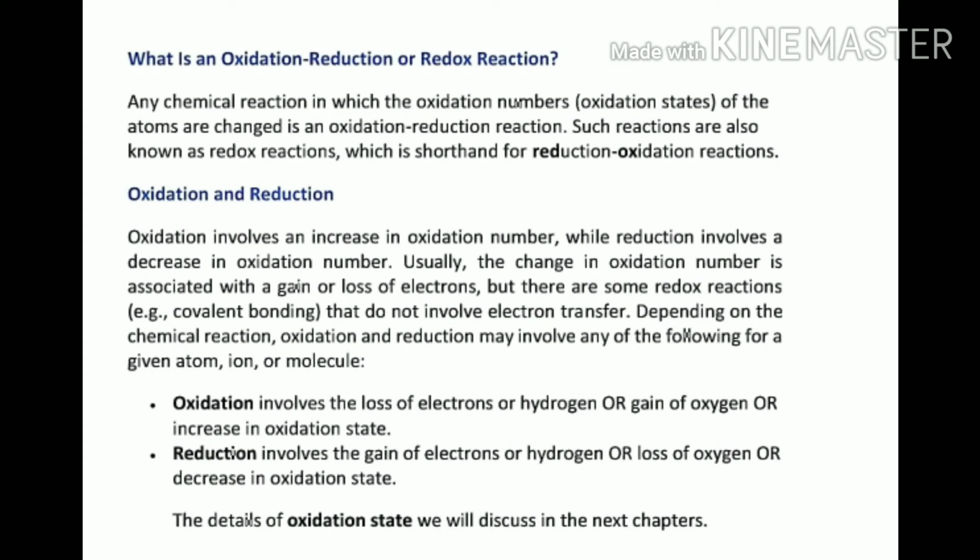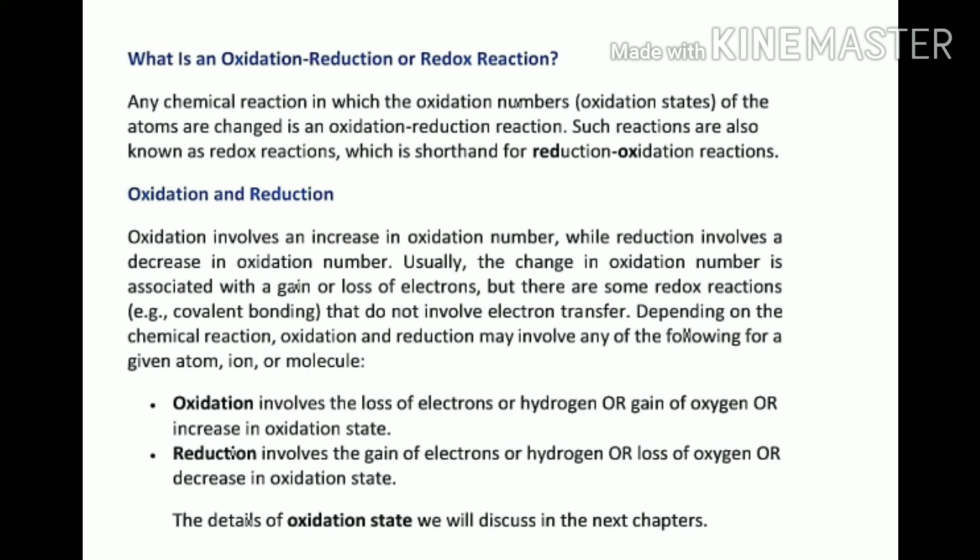Depending on the chemical reaction, oxidation and reduction may involve any of the following for a given atom, ion or molecule. Oxidation involves the loss of electrons or hydrogen, or gain of oxygen, or increase in the oxidation state, while reduction involves the gain of electrons or hydrogen, or loss of oxygen, or decrease in the oxidation state. The details of the oxidation state will be discussed in the next chapter.